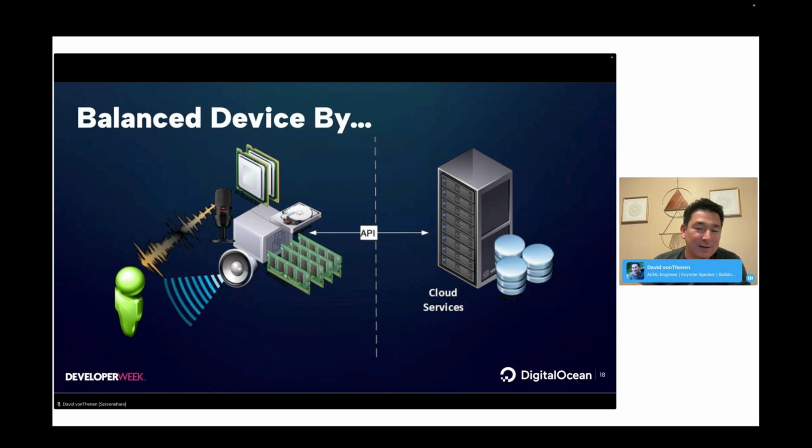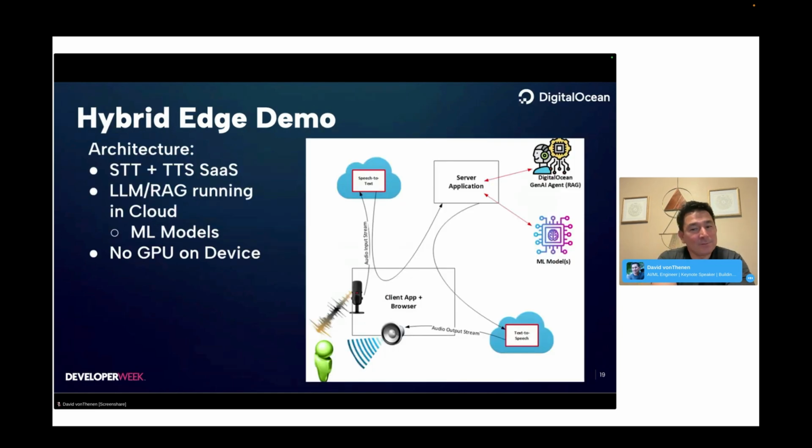But the point is you rely a little bit more on cloud services, and you get to pick and choose what your device looks like and the things you want to defer to cloud solutions. So for the final demo, we're going to run this hybrid edge demo, where we bring back the client application in the form of a browser. We're going to do the speech to text and the text to speech processing in the client, by calling out to third-party providers to do those pieces.